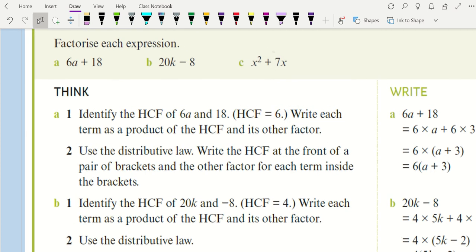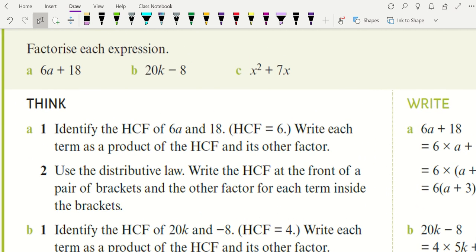So let's look at a few examples. We've got to factorise 6a plus 18. What number goes into both 6 and 18? Well, it's got to be 6. So 6 goes on the outside of the brackets. Now 6 times a is 6a, and 6 times 3 is 18. Let's have a look at this one. What number goes into both 20k and 8? Well, 4 5s are 20 and 4 2s are 8. So 4 times 5k is going to be 20k. Carry that minus down, and 4 times 2 is going to be 8.